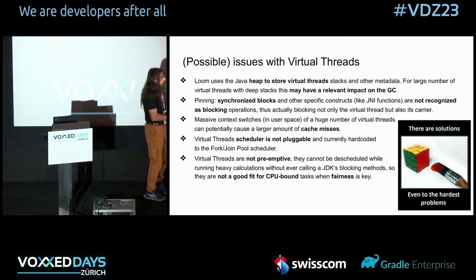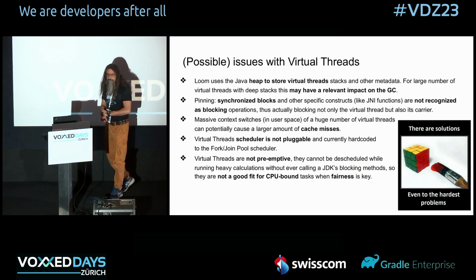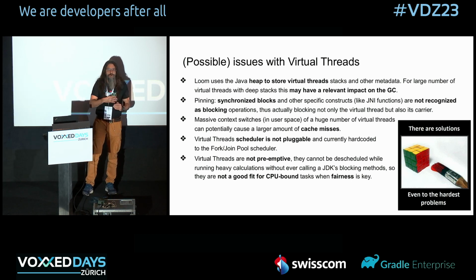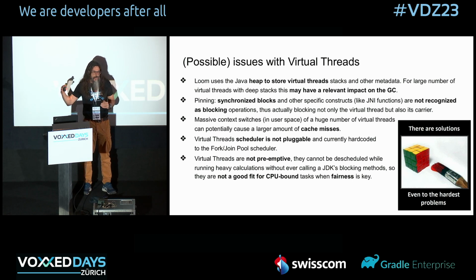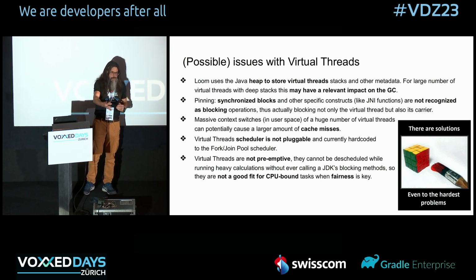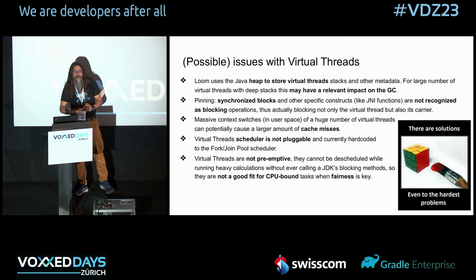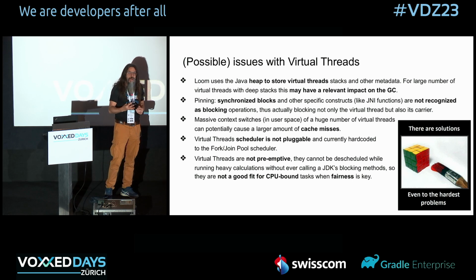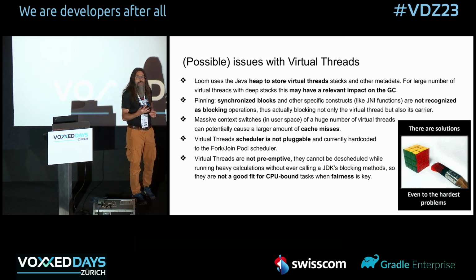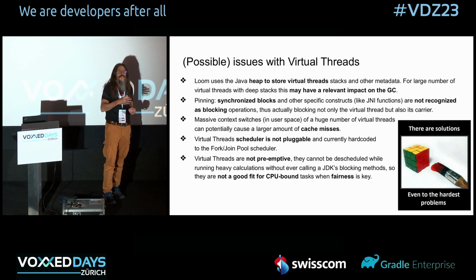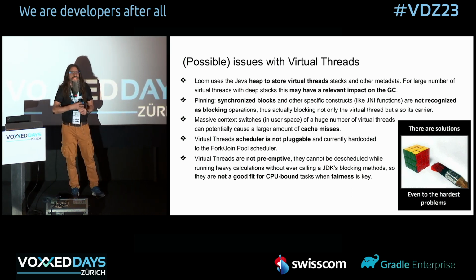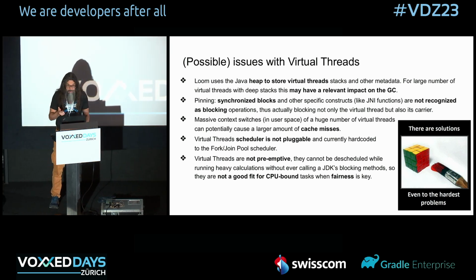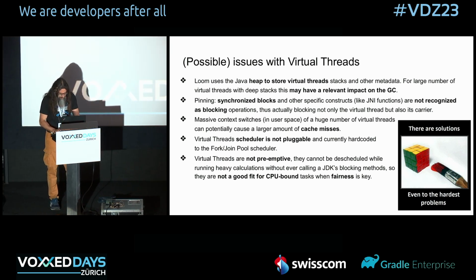Another thing that is important is that virtual threads are not preemptive. What does it mean? It means that yes, when they perform a blocking operation, they are removed from their carrier and give space to other virtual threads to run. But the problem is what happens if they never call a blocking operation. The fact is that they are never descheduled from the carrier, okay? So they are not preemptive. And this could be a problem, especially if you want fairness in your application.